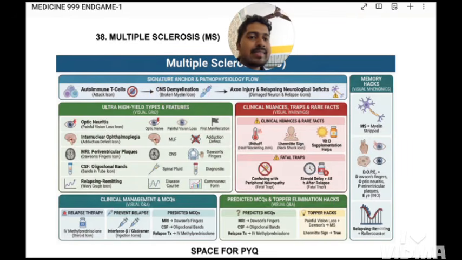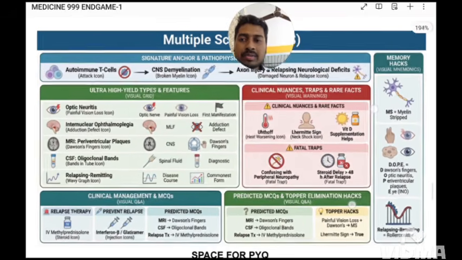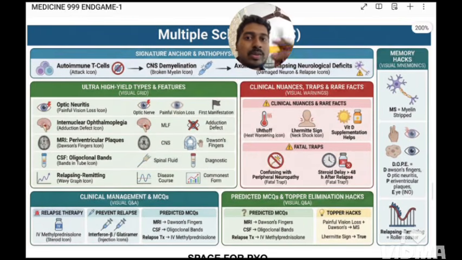So basically what is there? CNS demyelination occurs. That is, the myelin sheath is broken down because of antibody mediated myelin sheath destruction, as a result of which axon injury occurs, and we have relapsing neurological deficit, which is very important. Relapsing means it can occur again and again. So which are the important symptoms that you should note for multiple sclerosis? One is optic neuritis, which means the optic nerve is involved and it causes painful vision loss. Remember, it is not painless. Painful vision loss is optic neuritis, and that occurs in multiple sclerosis. So painful vision loss is the first manifestation of multiple sclerosis.